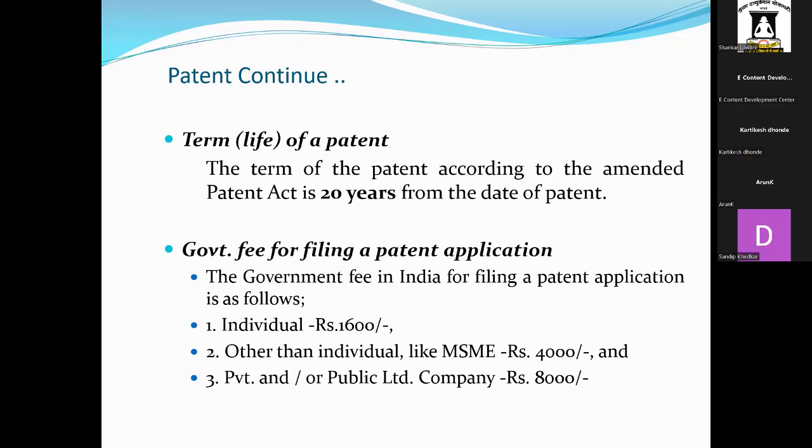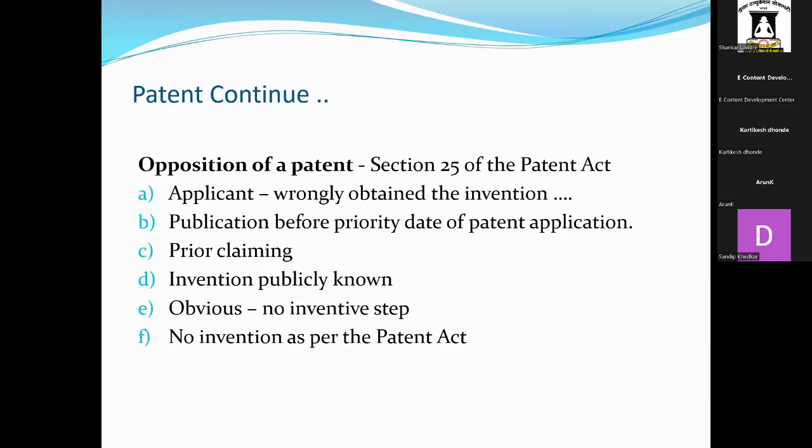The government fee in India for filing a patent application is 1,600 for an individual, 4,000 for others than individuals like MSME, and 8,000 for private and public limited companies. Now, opposition of a patent. Section 25 of the Patent Act prescribes grounds. So how can people oppose your patent? Where the applicant wrongly obtained the invention, by theft or any other means, you have obtained this patent.